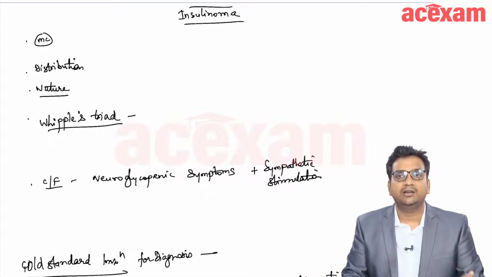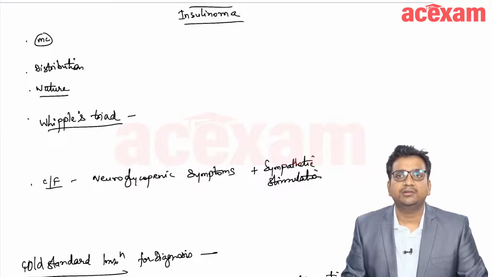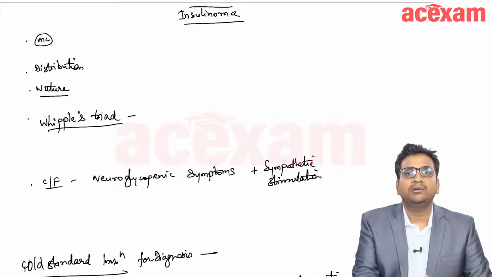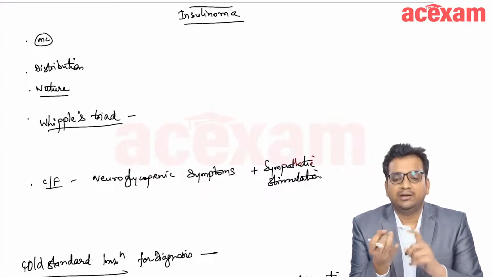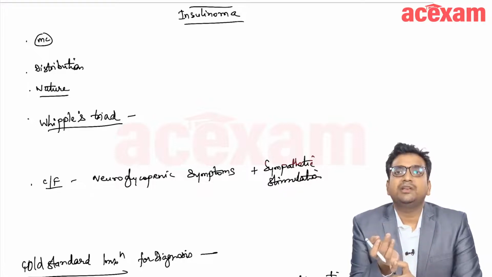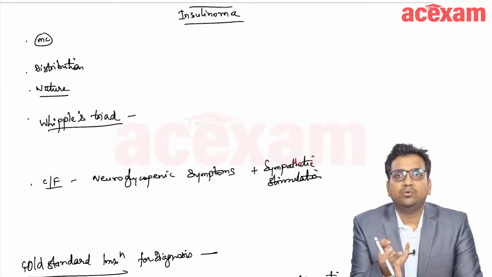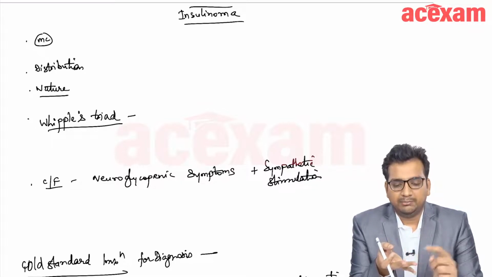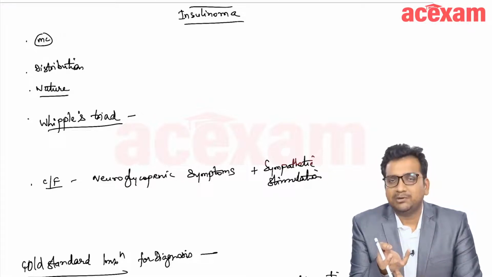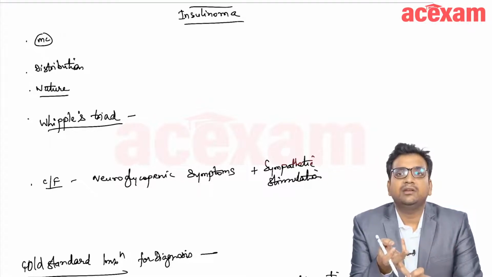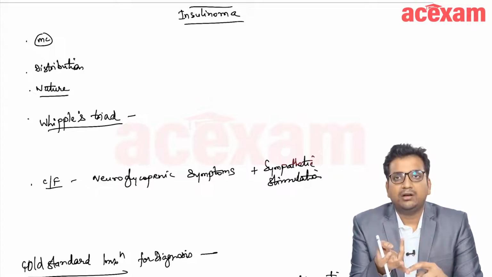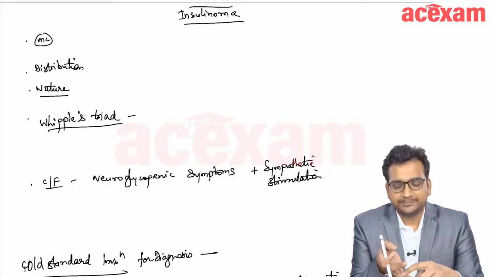Insulinoma is basically an insulin-secreting tumor present in the pancreas. It is the most common functional tumor. It is a benign tumor, and the patient will present with hypoglycemia as there is excessive insulin in the body. Because of this excessive insulin and hypoglycemia, there will be neuroglycopenic symptoms. The patient will feel dizzy, there can be coma, and there will be sympathetic stimulation, because of which there will be tachypnea and tachycardia.